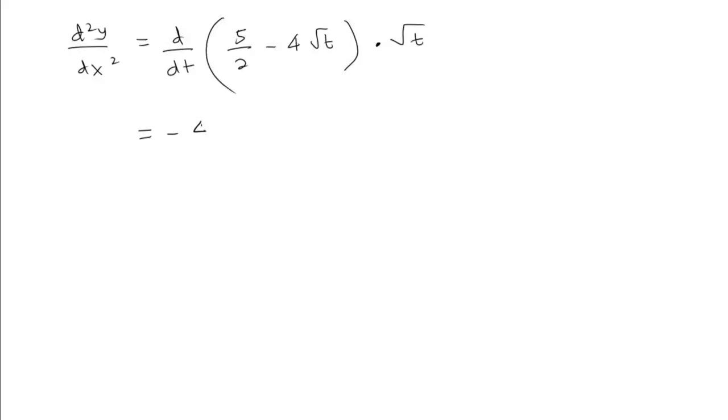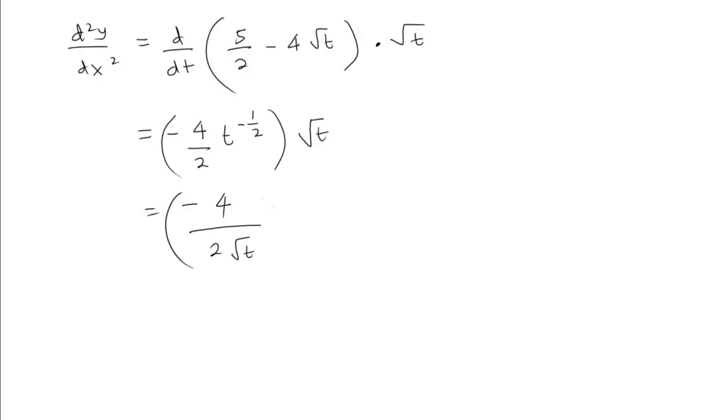And now let's find d squared y/dx squared. First we have to differentiate our dy/dx, which just now is 5 over 2 minus 4 square root of t, and then multiply with our dt/dx, which is square root of t. Don't forget to differentiate our dy/dx first. Differentiating 5 over 2, we get 0, and differentiating negative 4 t to the power of half, we have negative 4 over 2 t to the power of negative half, multiplied with square root of t. This equals negative 4 over 2 times square root of t multiplied with square root of t. So the final answer will be negative 2.